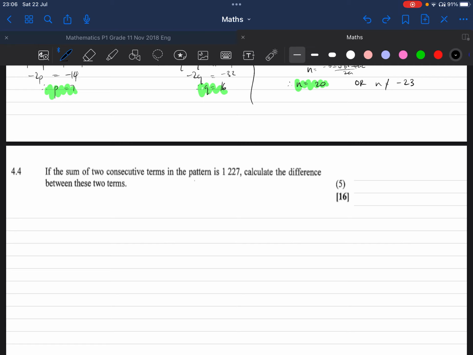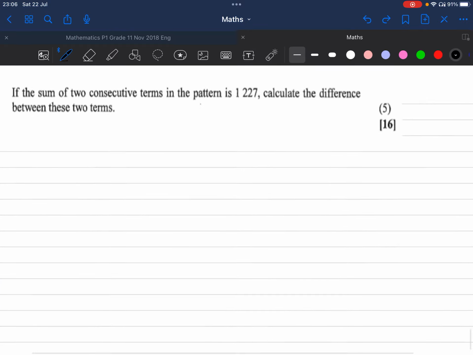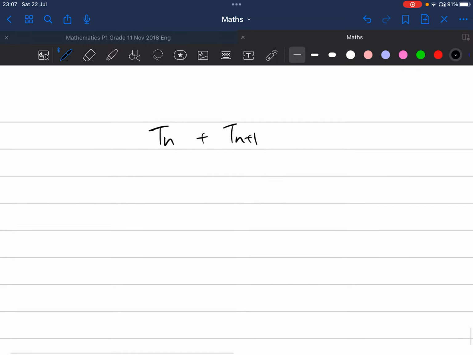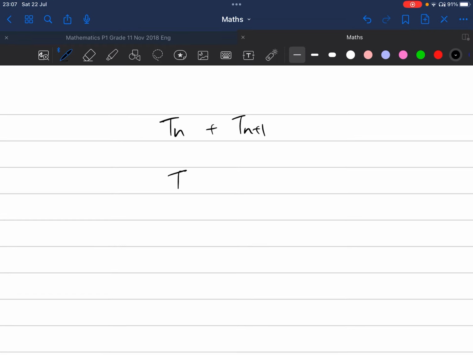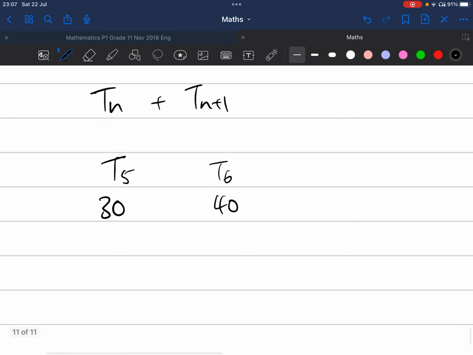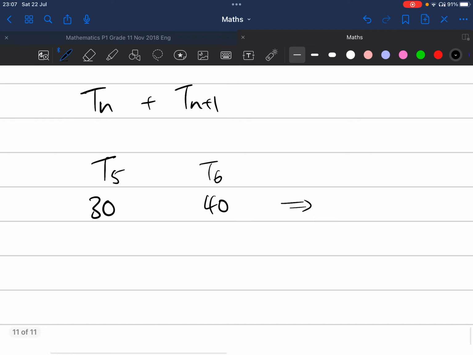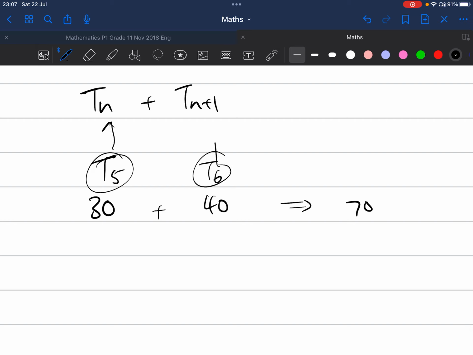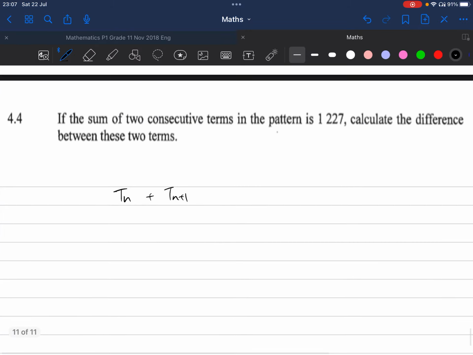Okay, so the sum of two consecutive terms, right? So let's think about this. Tn plus Tn plus 1. Okay, what does that mean? Let's say, for argument's sake, this is T5 we're talking about, and let's just make up a number. Let's say at T5 the value is 30, and at T6 the value is 40. That means the sum of two consecutive terms in this example would be 70, because I just add those two. So this is Tn and this is Tn plus 1. Okay, so in this case we're told that the sum gives us 1227.